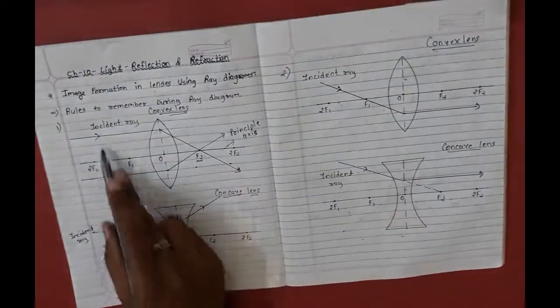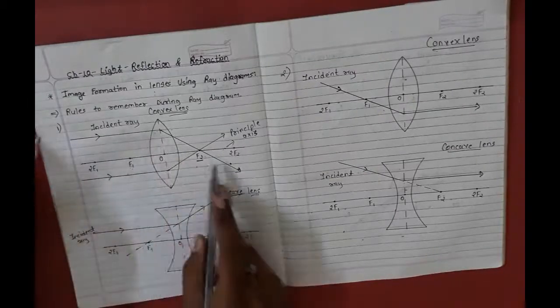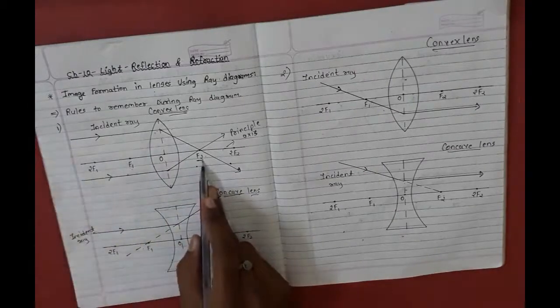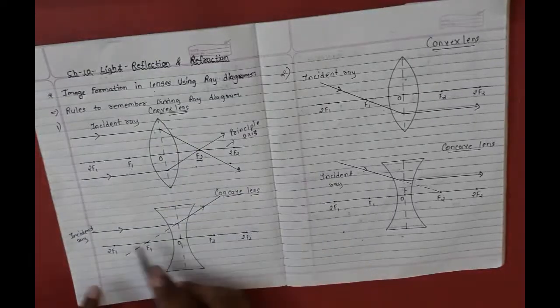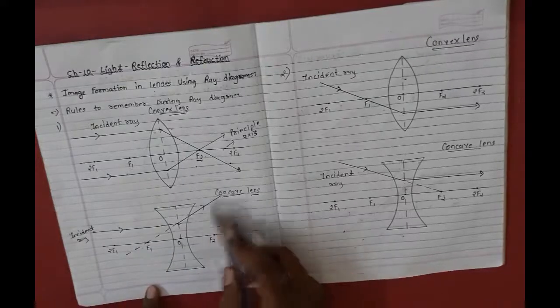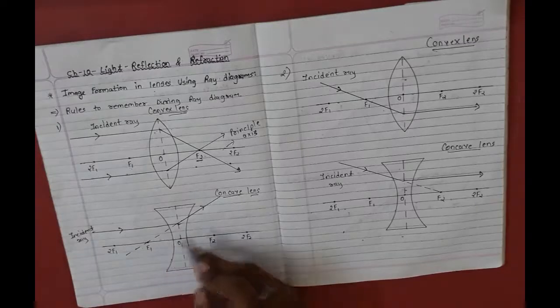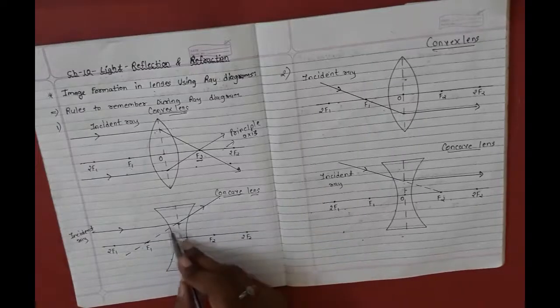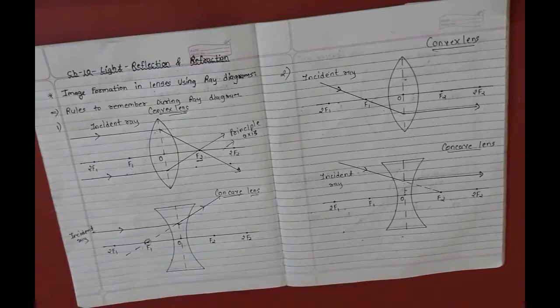Okay, so let's summarize the rules again. This was your rule number 1. If your incident ray is parallel to principal axis, it will pass through principal focus on the other side of the lens in case of convex lens. For concave lens, if your incident ray is parallel, it will get refracted in the other direction. But if we extend that refracted ray in the backward side, we will see that it is passing through the principal focus.